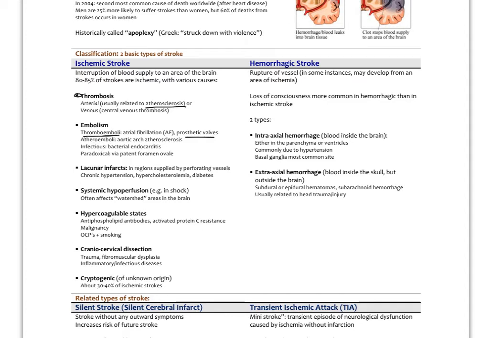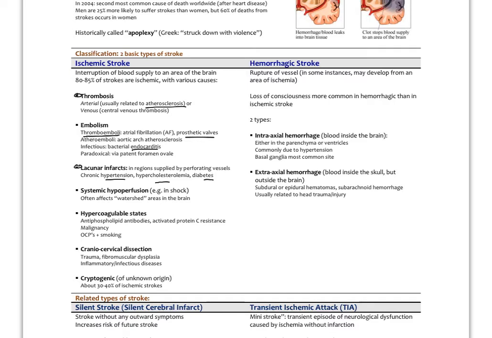Okay, can have infectious causes, so bacterial endocarditis, where the bacteria infect the heart valves, and that can also lead to thromboemboli, and so forth. Lacunar infarcts are another cause of ischemic stroke, and this is basically where you have, this happens in regions supplied by what are called perforating vessels. And this is more typical in things like chronic hypertension, high cholesterol, diabetes, and so forth.